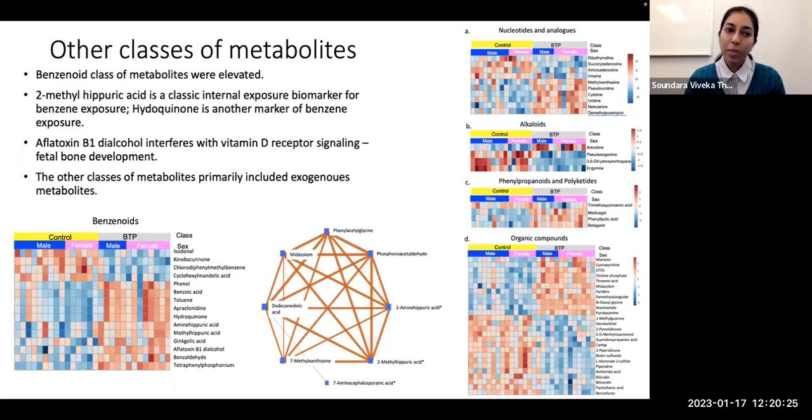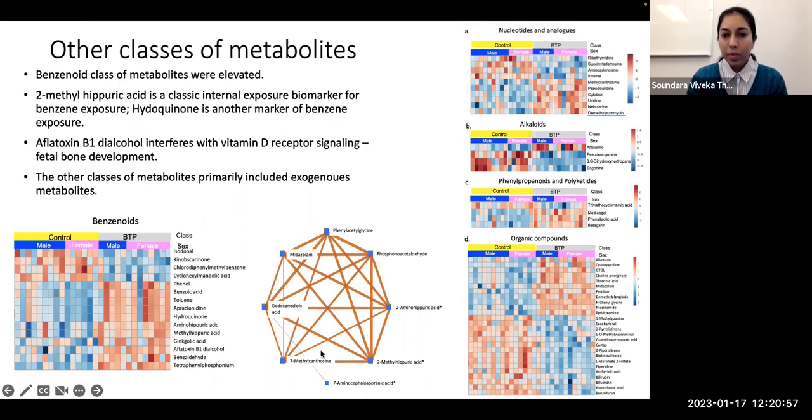Among the other class of metabolites was a benzene class of metabolites, which was elevated in the biosolids group. There were two important metabolites which are known to be markers of benzene exposure. So benzene is an important carcinogen, which is known to be inhaled and is known to lead to a lot of blood disorders primarily. So it's interesting that we saw two metabolites which were clear markers of benzene exposure in this study.